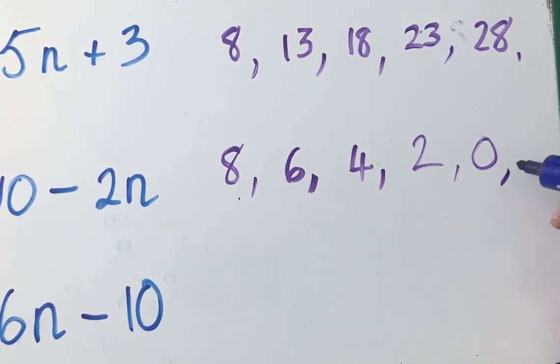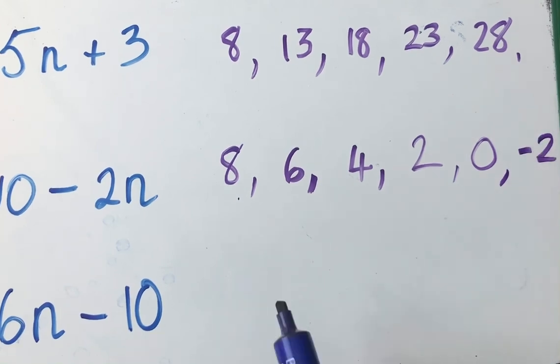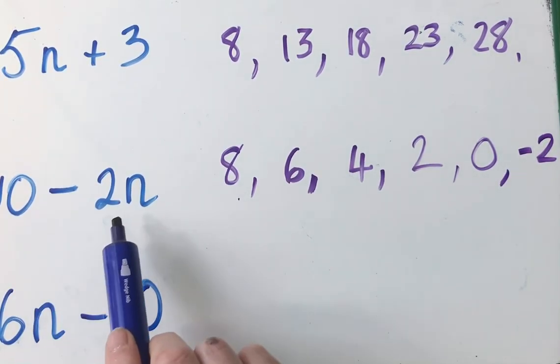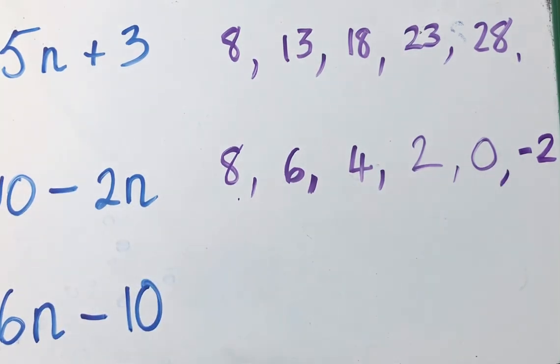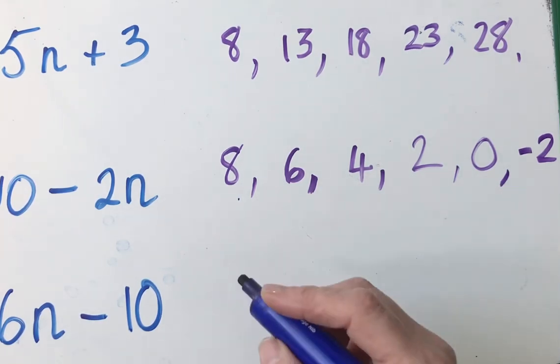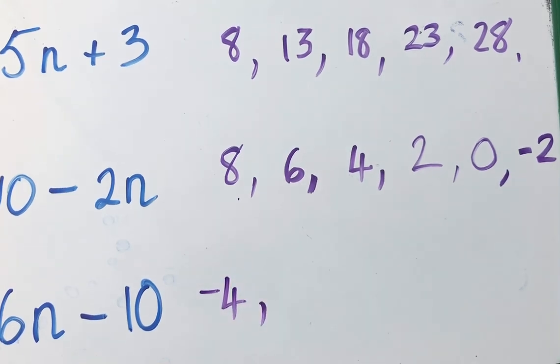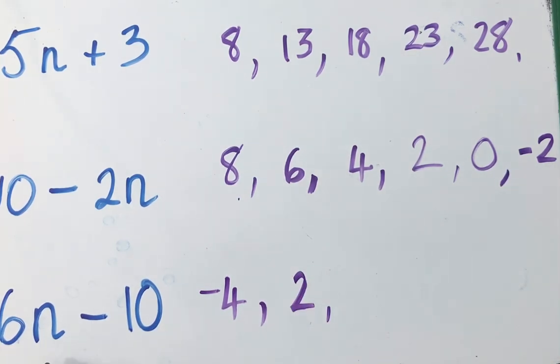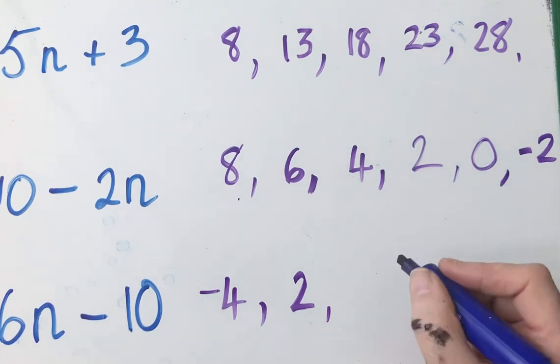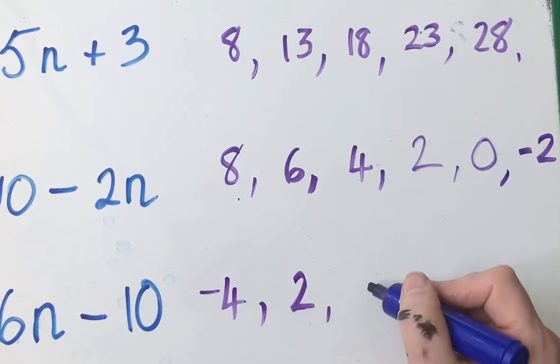The sixth term would be negative 2. Well done if you did that in your head. 2 5s are 10, 10 take away 10 is 0, the fifth term. Let's generate the third sequence. 6 times 1 is 6. 6 take away 10. Well, I'm going below 0, so it's negative 4. 6 2s are 12. 12 take away 10 is actually 2. 6 3s are 18. 18 take away 10 is 8.